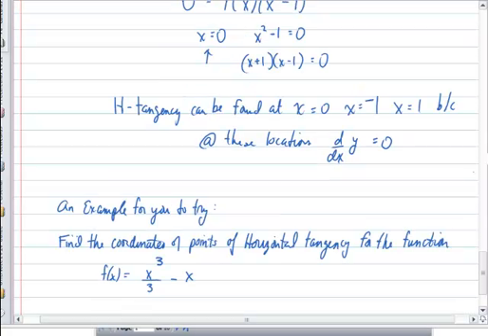Now here's one for you to try. Find the coordinates of points of horizontal tangency for the function f of x equals x cubed minus x.